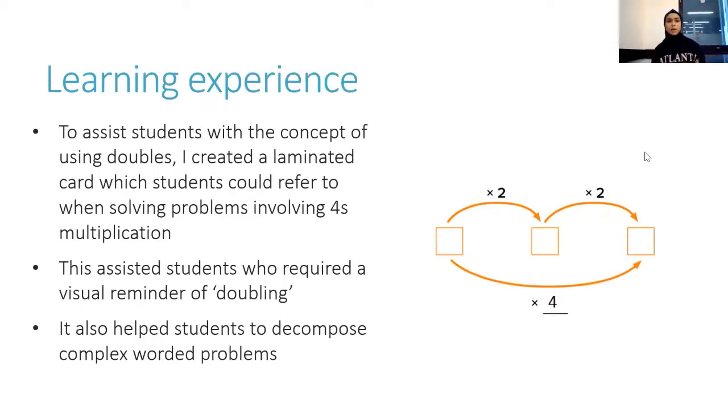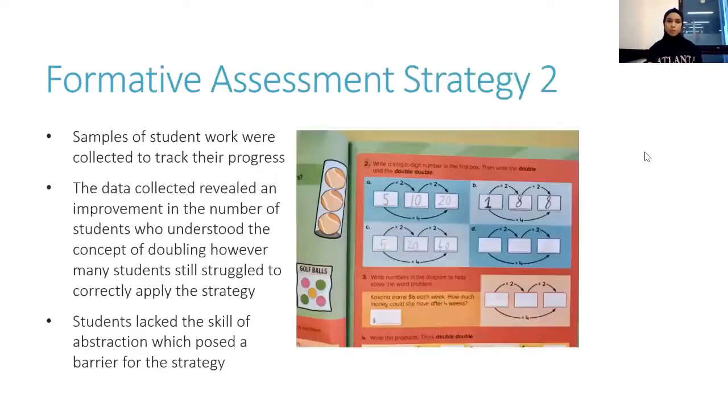So in the following lesson, I created a resource, which was a laminated card, which students could actually use to refer to when solving the course multiplication. So this just assisted the students who required a visual representation, as it allowed them to write the number in that first box and physically double it as they went through that card. And it also helped the students that were at a higher level to decompose those more complex word problems.